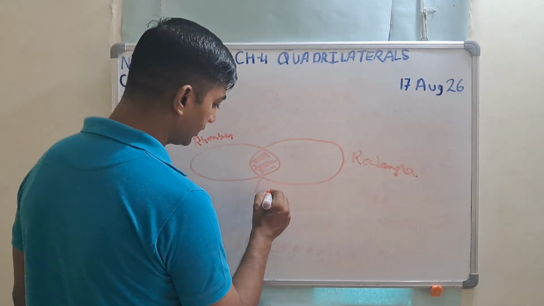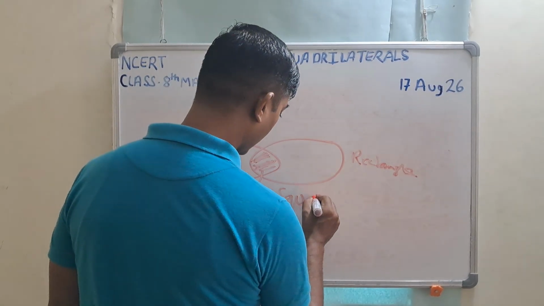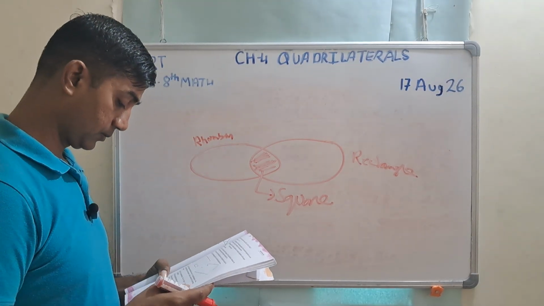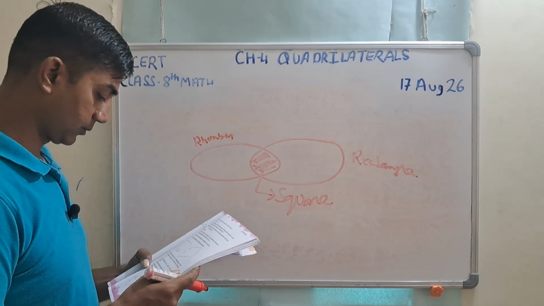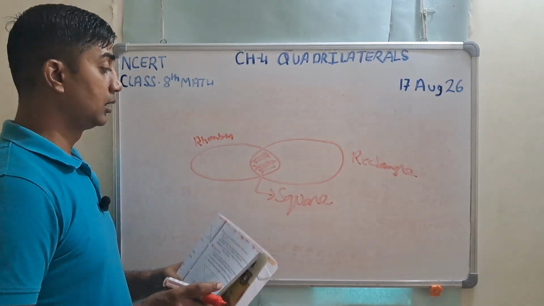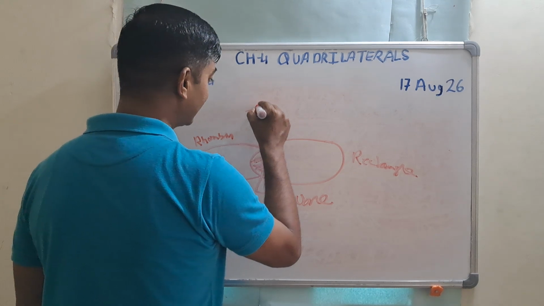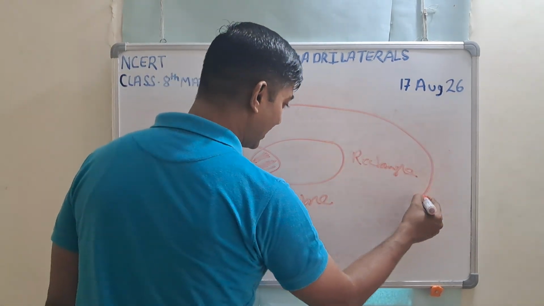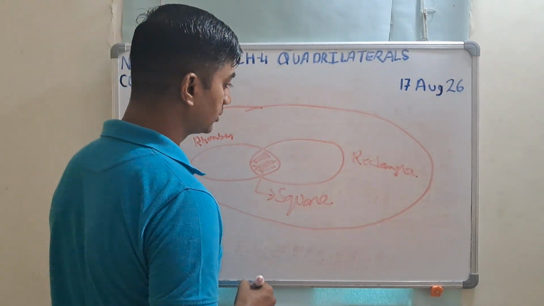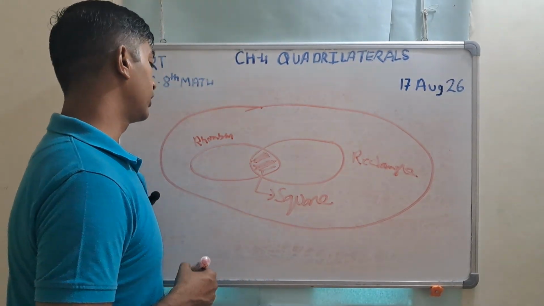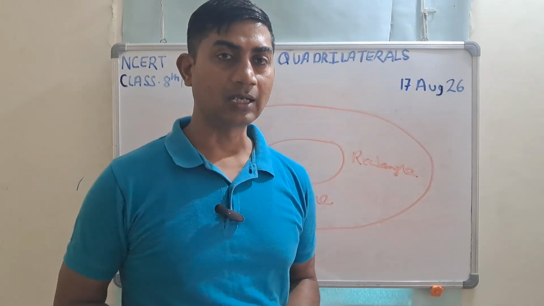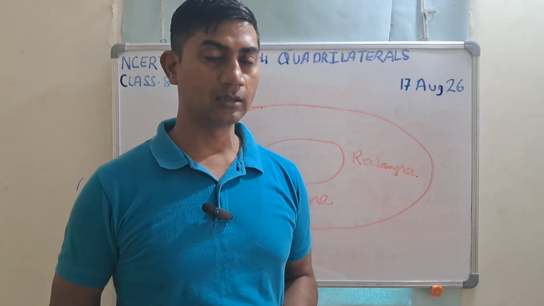Then what will be this intersection part? This is square. Understood? Now the third diagram is left, that is kite. Can you say that kite is a rectangle? Can you say kite is a rhombus? Or can you say kite is a square? Can you say all the rectangles are kite? Can you say all the rhombus are kite? Can you say all the squares are kite? Yes.